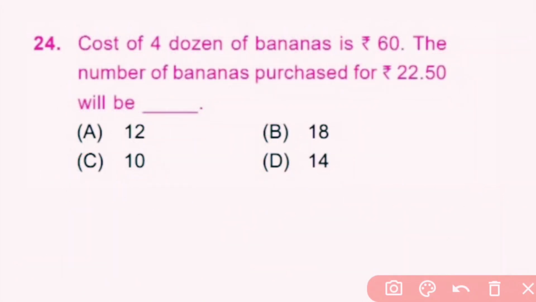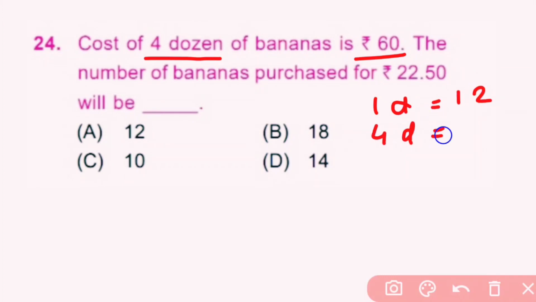Question number 24. The cost of 4 dozen bananas is rupees 60. The number of bananas purchased for rupees 22.50 will be dash. Now here the cost of 4 dozen bananas is 60. 4 dozen means 1 dozen is equal to 12 bananas. Then 4 dozen is equal to 12 into 4 means 48 bananas.